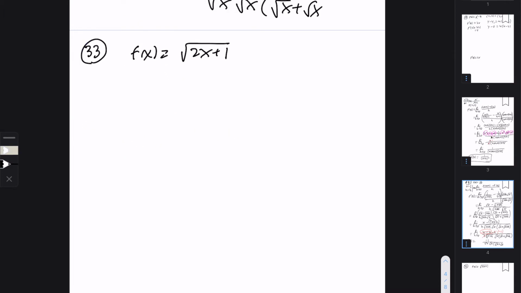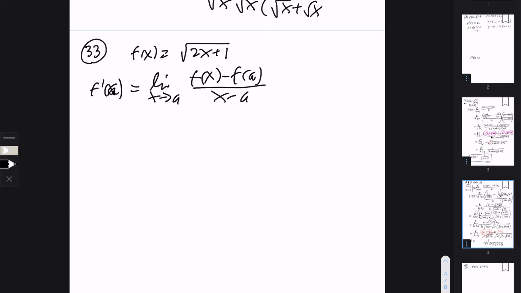All right. For 33, we're going to find the derivative of this. You have two formulas to choose from. Which one do you want? I will just choose the first one because we haven't done that in a while. F prime of a is the limit as x approaches a of f of x minus f of a over x minus a. So this process to start with is not so bad.